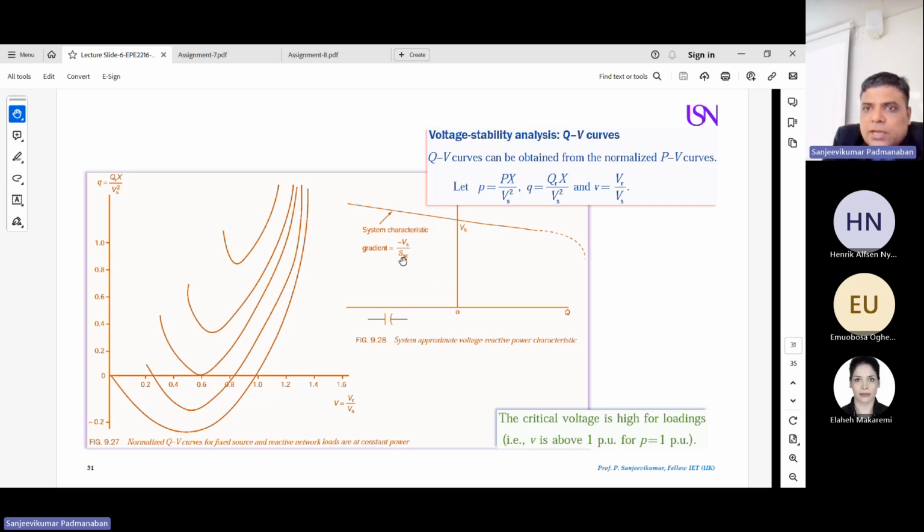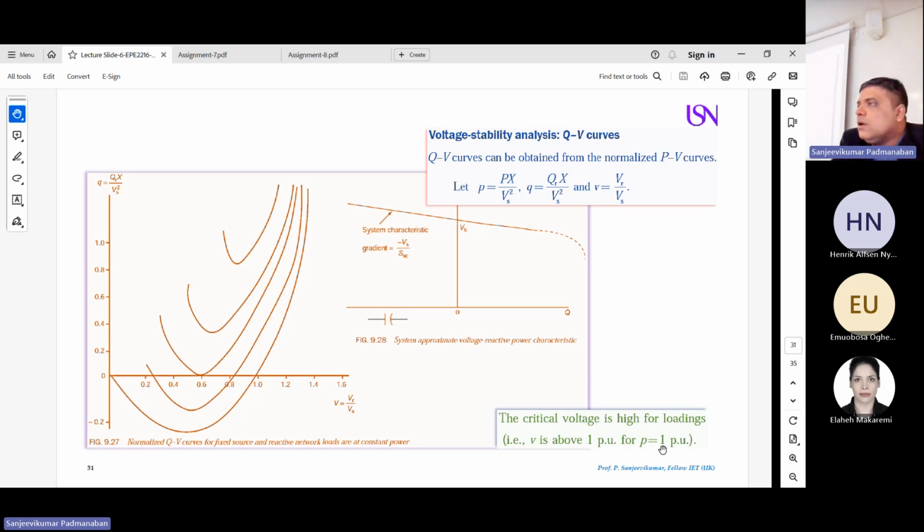How to calculate your voltage stability analysis? P is given by Px divided by Vs square. Q is given by QR into X divided by Vs square. And V is given by VR by Vs. So these are the indices we use to calculate this normalized curve, from which we are able to calculate the optimized value of your reactive power. In critical loading condition, we take everything in per unit. So P equal to 1 per unit will be taken for a critical load.